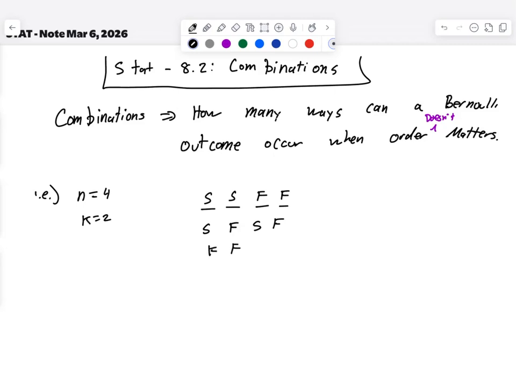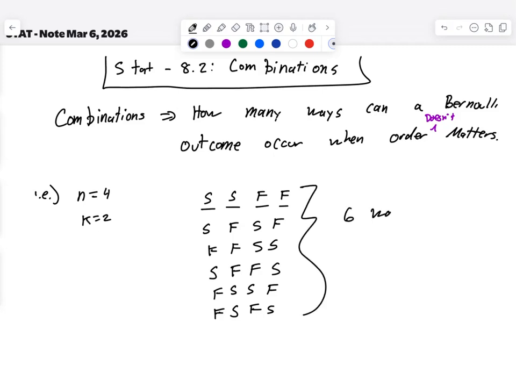What else? Doesn't matter. FFSS, okay. What else? SFFS. And another one? FSSF. Okay, guys, it's okay. Just write S underneath it, and keep going. What other one? FSFS. And that's all the different ways.